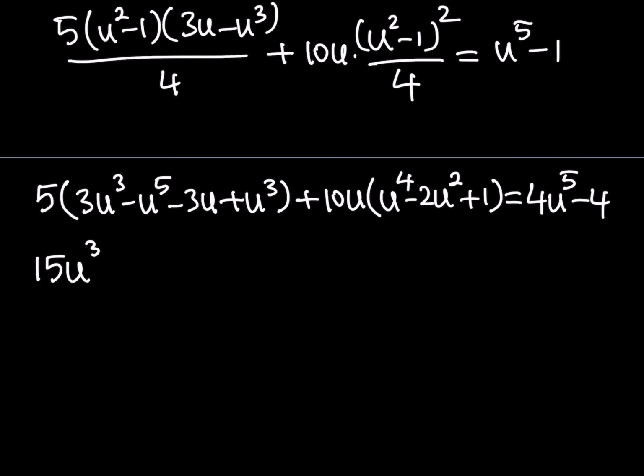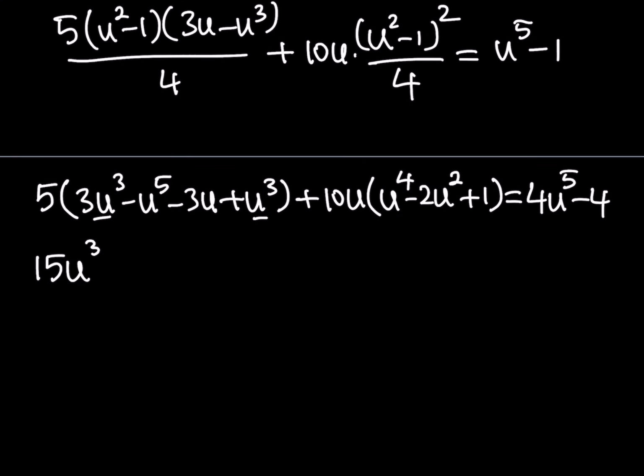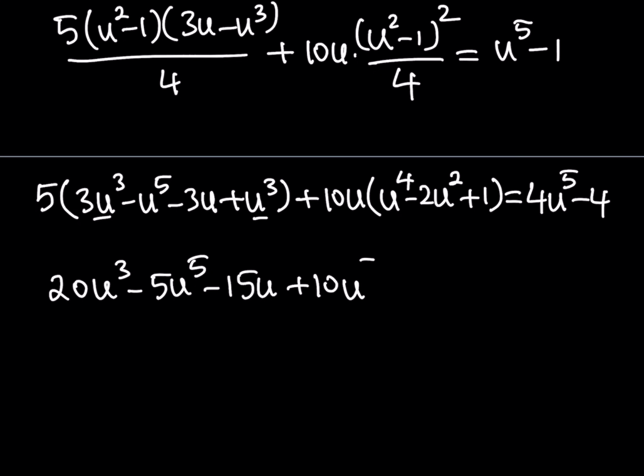15u cubed. And obviously, you might want to do this like these two add up to 4u cubed. So let's go ahead and consider that because I don't want to take an extra step here. It's been already too long. So 4u cubed multiplied by 5, that's going to be 20u cubed. Minus 5u to the 5th minus 15u plus 10u to the 5th minus 20u cubed plus 10u, right, equals 4u to the 5th minus 4.